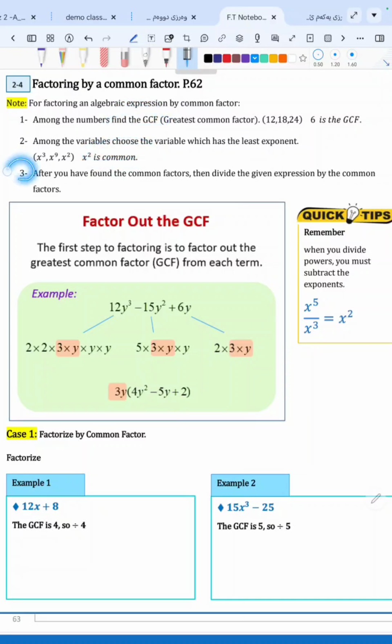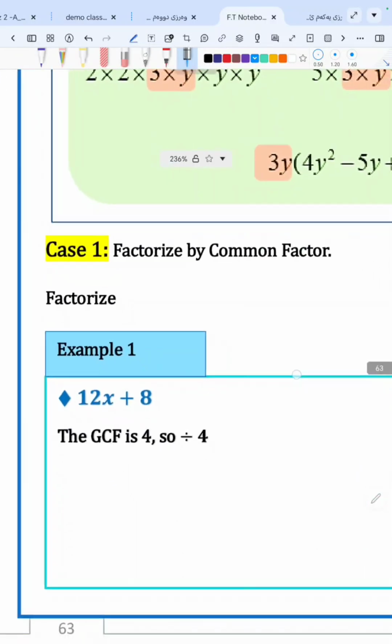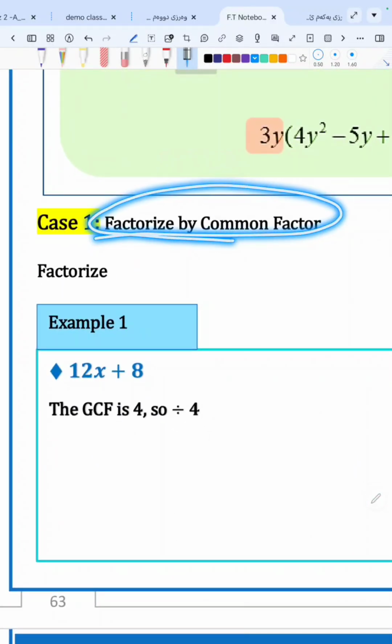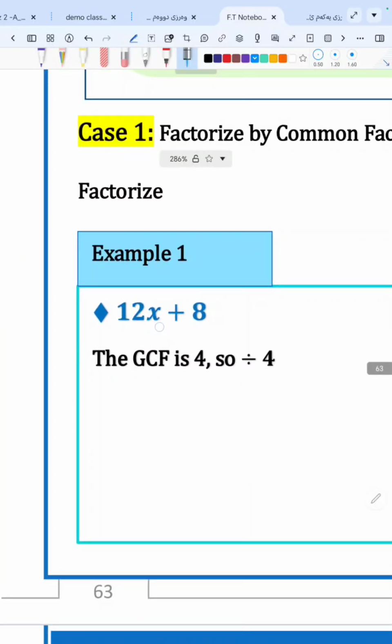Okay, the third step, after you have found the common factor, then divide the given expression by the common factors. What does that mean? For example, case 1, factorize by a common factor. Here we have 12x and 8. Is there any x next to 8? No, there is no x, so we can't say x is a common. But what about the numbers between 12 and 8? GCF is 4.